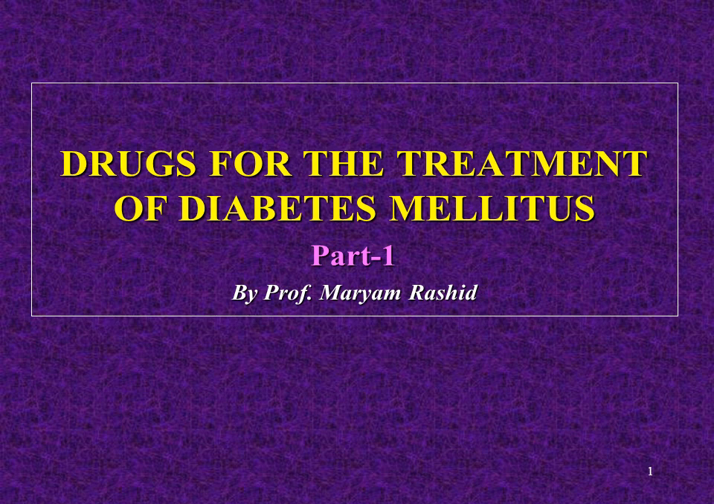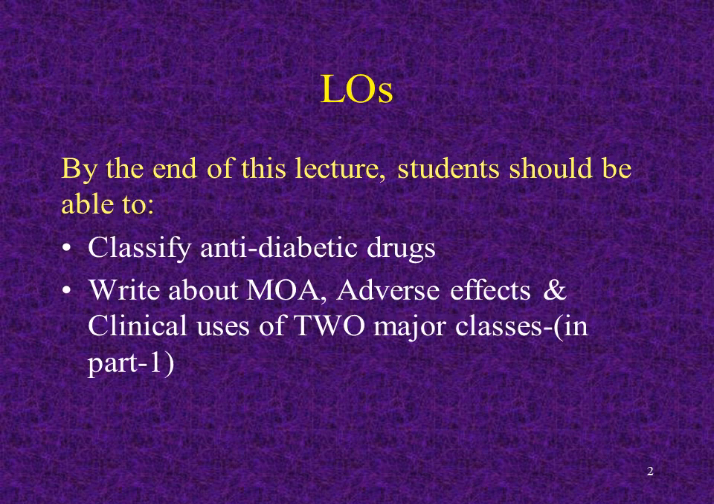So let's move on to what we have to cover in today's lecture. The learning objectives of this lecture are that students should be able to classify antidiabetic drugs. They should write about the mechanism of action, adverse effects, and clinical uses of any two major classes in part 1. And in the next part, we'll be discussing all about the other classes of antidiabetic drugs.